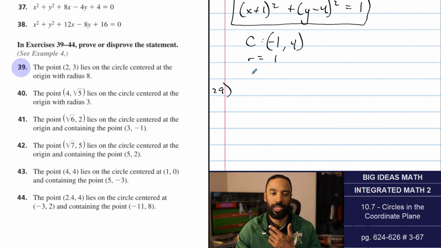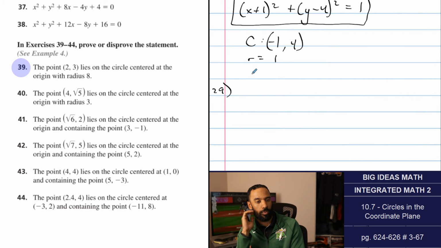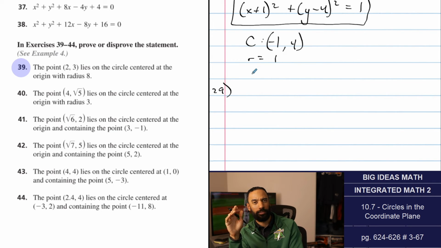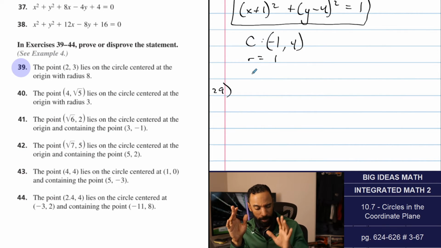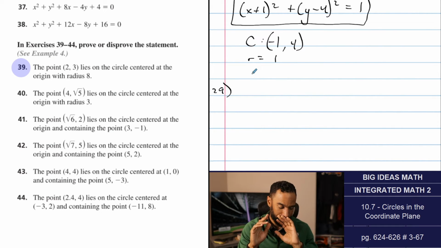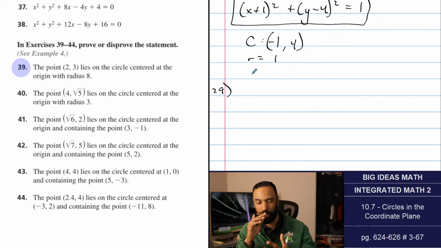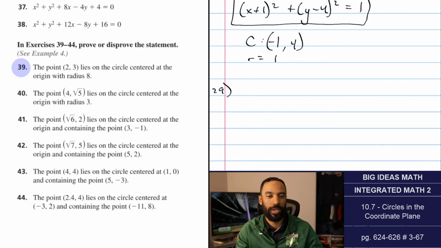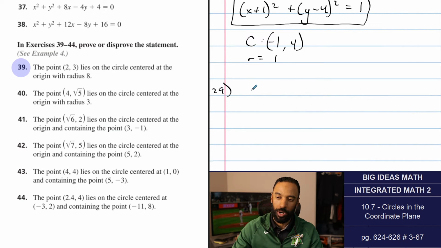The point 2, 3 lies on the circle centered at the origin with radius 8. Here's actually what I said I would do, their thing. I think I'm going to go off mine. They're both the same thing. Mine goes straight into the equation. Theirs goes more into distance stuff. It says the point lies on the circle centered at the origin with radius 8. So the equation we're talking about is x squared plus y squared equals 8 squared, 64.